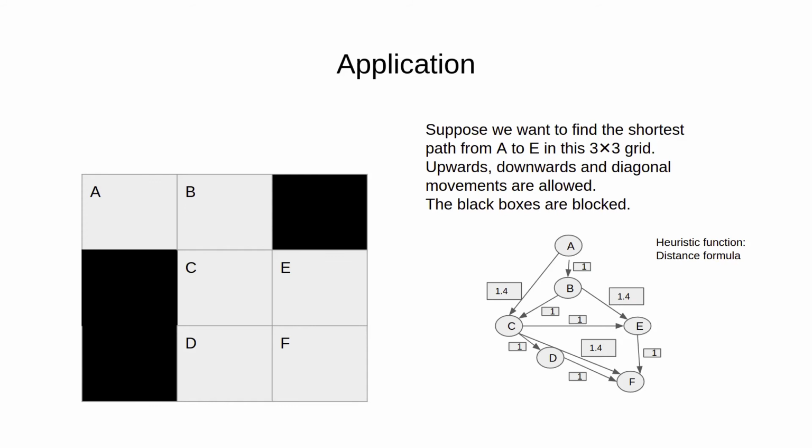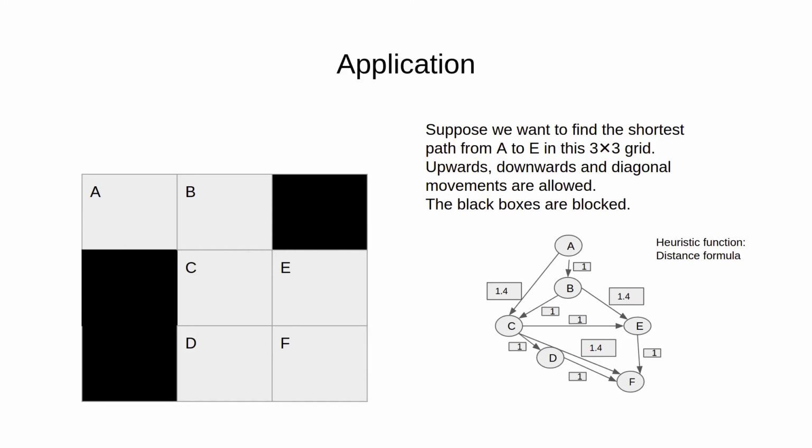We can apply A star search in this situation where we have a 3x3 grid. The black cells are blocked. We have to travel from cell A to cell B in the shortest possible path. Upwards, downwards and diagonal movements are allowed. We can construct this graph from the given grid, but we don't have the heuristic values right now.